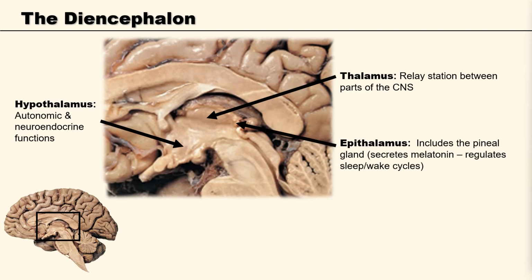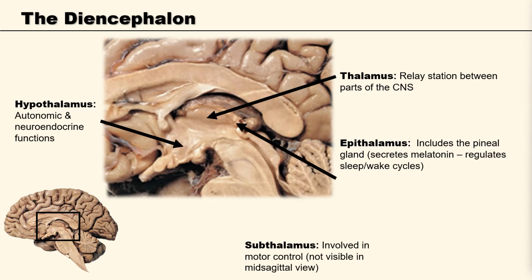The epithalamus, labelled here, controls and regulates our sleep-wake cycles by this tiny pea-shaped gland called the pineal gland. And lastly, although not visible on this image, we have the subthalamus. This has a role in motor control.